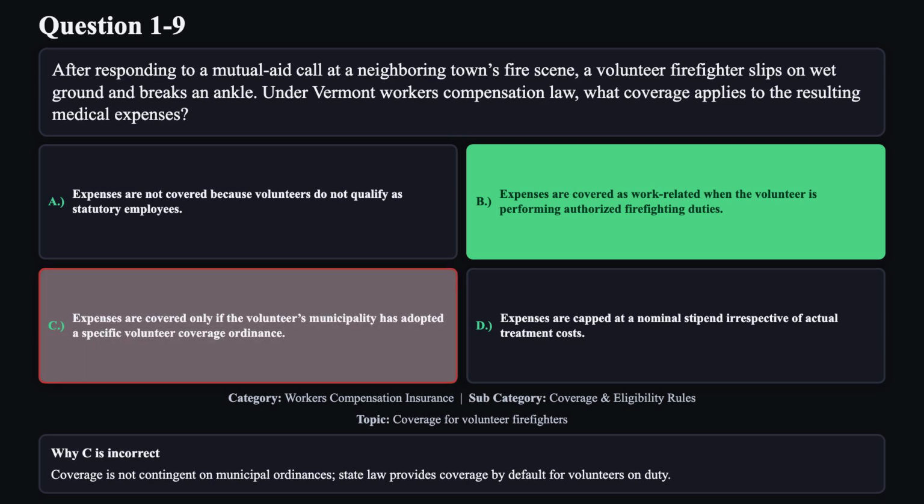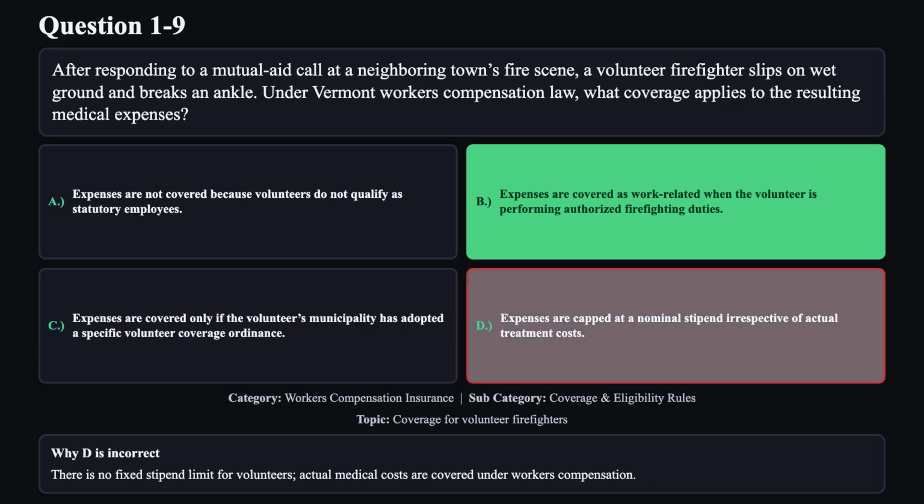Reason C is not correct. Coverage is not contingent on municipal ordinances. State law provides coverage by default for volunteers on duty. Reason D is not correct. There is no fixed stipend limit for volunteers. Actual medical costs are covered under workers' compensation.